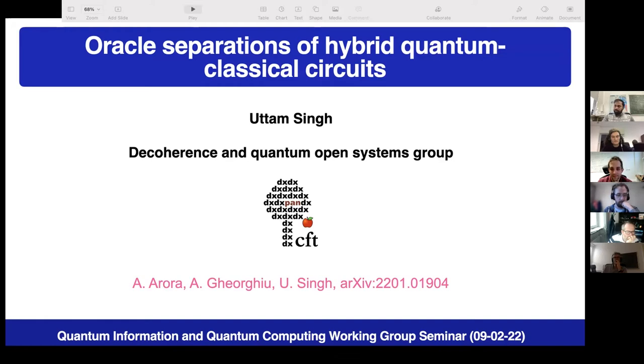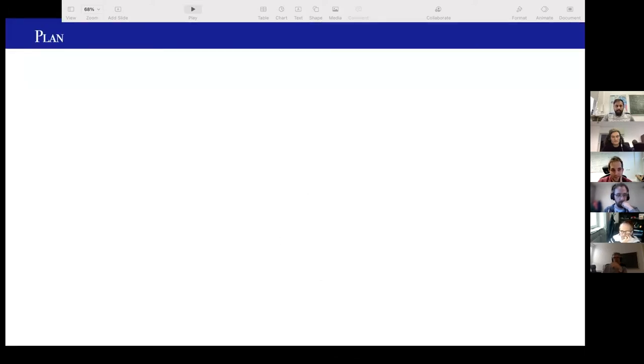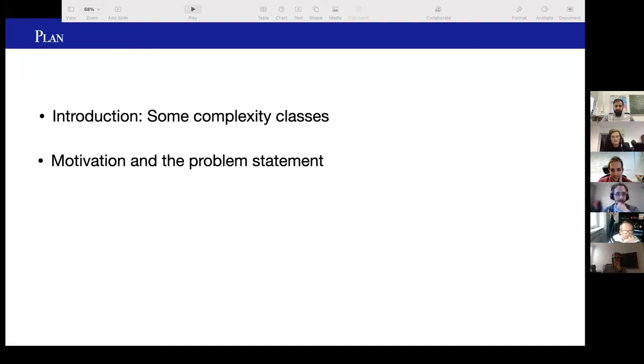To keep the talk self-contained, I will first define some complexity classes, so that when I say names like BPP or BQP, it remains clear. After defining these classes, I will tell what our motivation was to study this problem. Since the results are very involved, I will just give some proof ideas and some details. It will not be sufficient, it will be mostly intuitive things.